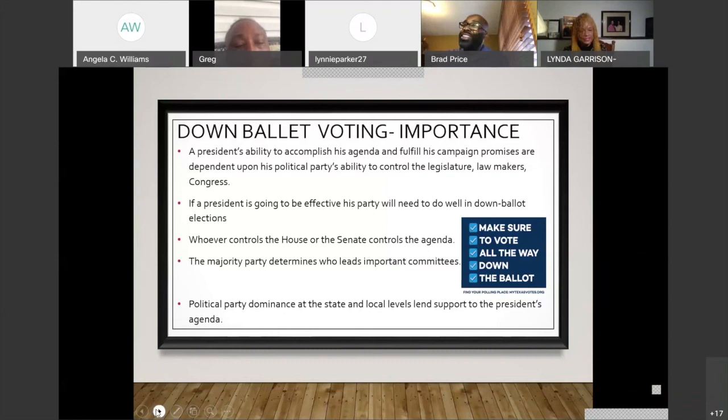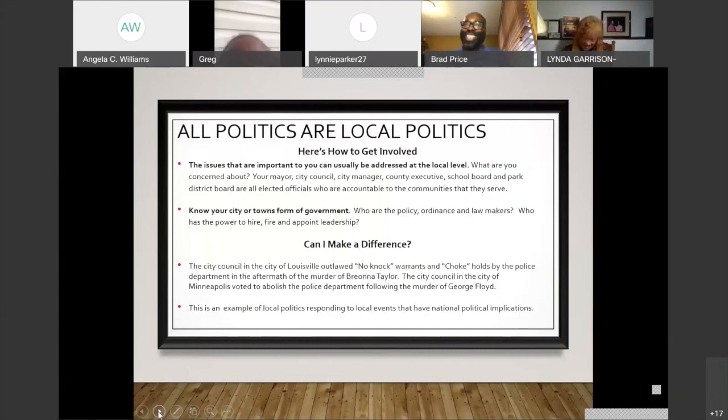slide, please. Oh, I'm sorry, you're right. Make sure to go all the way down the ballot. All right, so make sure you vote all the way down the ballot. Down ballot, getting that entire ballot done. Turn it over. Maybe some stuff on the back too.